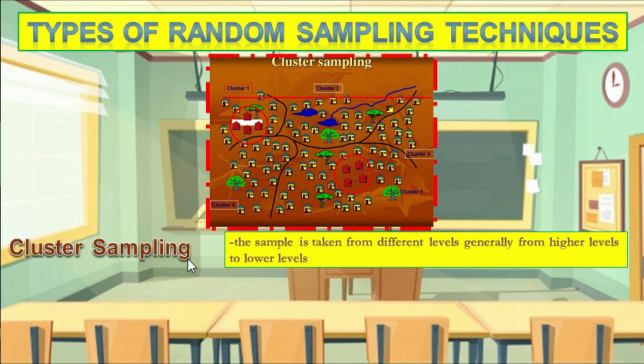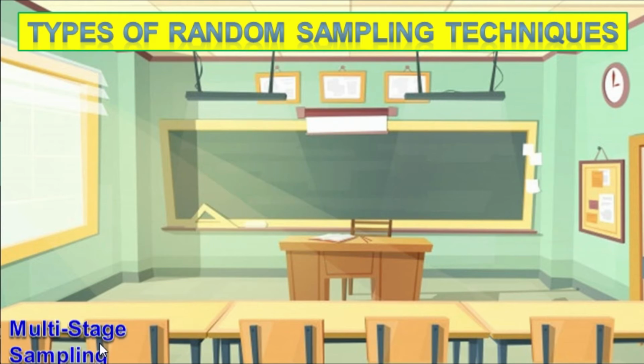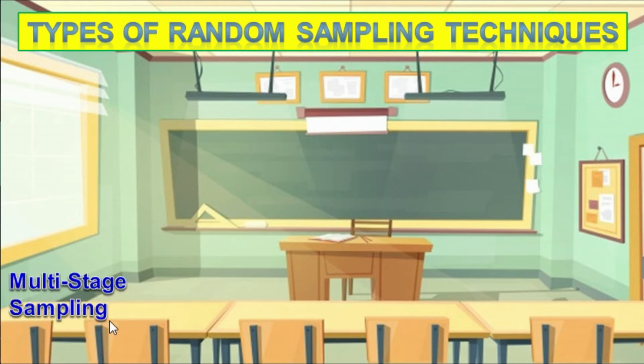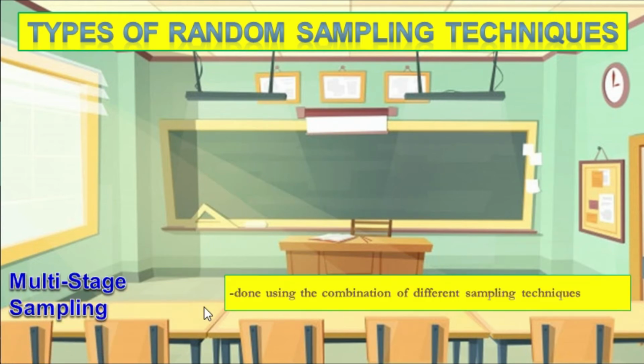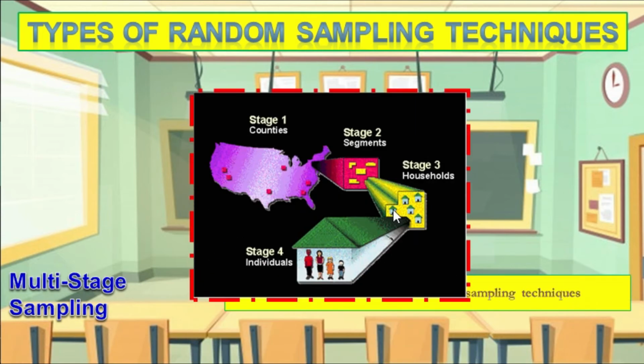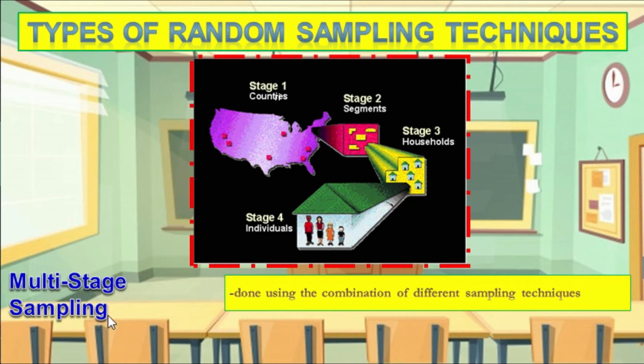So that's cluster sampling. Last but not the least is multi-stage sampling. How do we do this? It is done using the combination of different sampling techniques. So we have multi-stage sampling. In stage 1, we have countries. In stage 2, we have segments. In stage 3, we have households. And in stage 4, we have individuals. So as you can see, in each stage, we are considering different variables. That is multi-stage sampling.